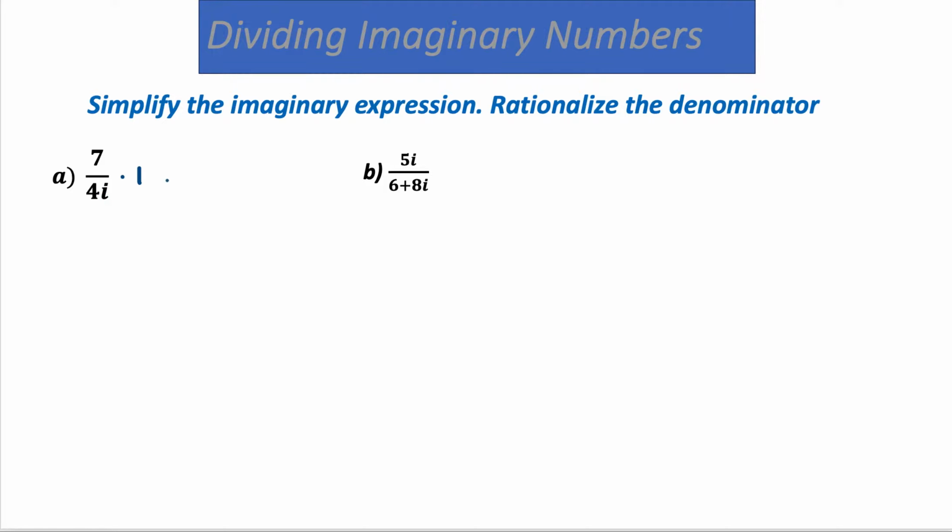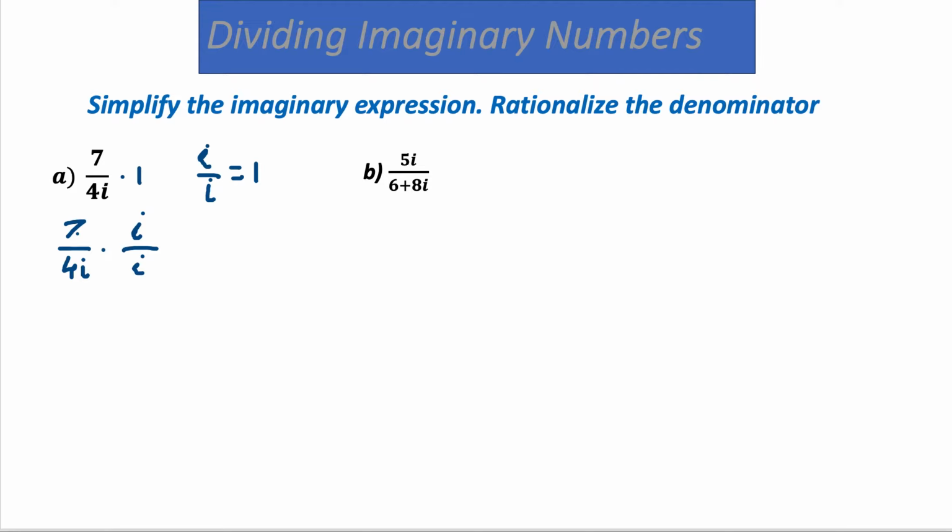Here I have i. If I multiply the denominator and numerator by i, I already know this is going to be equal to 1. So it gives me an opportunity now to use 7 over 4i times i over i. That's why we have the right to multiply by i over i, because we are using the identity property of multiplication.